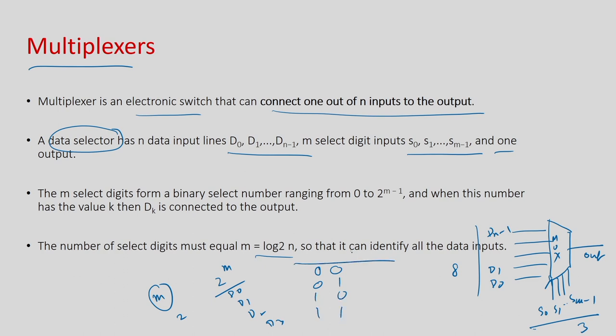So in this case, if the select lines are 0 0, my output will be D0. If it is 0 1, my output will be D1. If it is 1 0, my output will be D2. If it is 1 1, my output will be D3. Okay. So this way, it's selecting one of the 4 possible data inputs based on the select lines. So that's the functionality of a multiplexer.